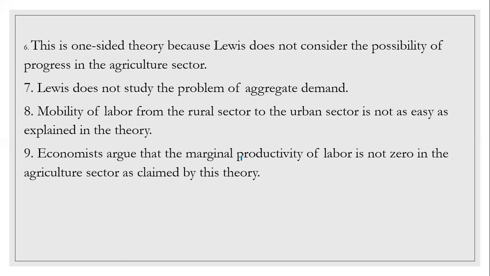Wage is not the only factor attracting people to move from the rural sector to the urban sector. Besides wage, many factors may be at work to attract the laborers from the rural sector to the urban sector, but the theory does not explain the factors other than wage that could motivate people to move away from the rural sector to the urban sector. Now, last criticism is that economists argue that the marginal productivity of labor is not zero in the agriculture sector, as claimed by this theory. So the theory claims that marginal productivity of labor in the agriculture sector is zero, but that is not the situation. The economists' general argument is that marginal productivity of labor is not always zero in the agriculture sector, but the theory claims that it is zero. So this is another important criticism leveled against this theory.